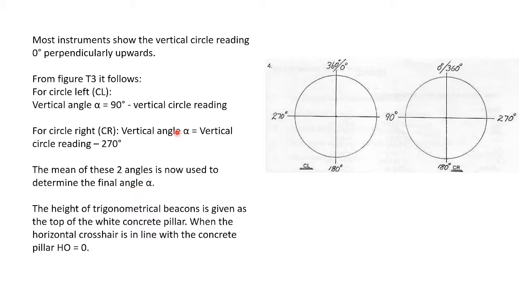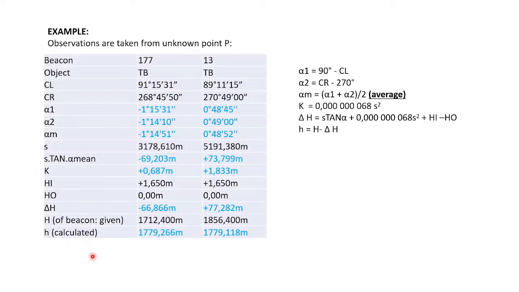Alright, so now we have to determine with these two, and the reason we do the two is that we can get a better reading because we take those two and we get the average between them, which I'll show you in the table now. Alright, then as I said, if you look at the top of the white concrete pillar, the horizontal crosshair is in line with the concrete pillar's top, then HO is 0. If you have an antenna and you're looking on top of the antenna, then it is the height of the antenna. Alright, so this is the table that we'll start with. Now please note the black values are the values that were given to you, and the blue values are what we determine.